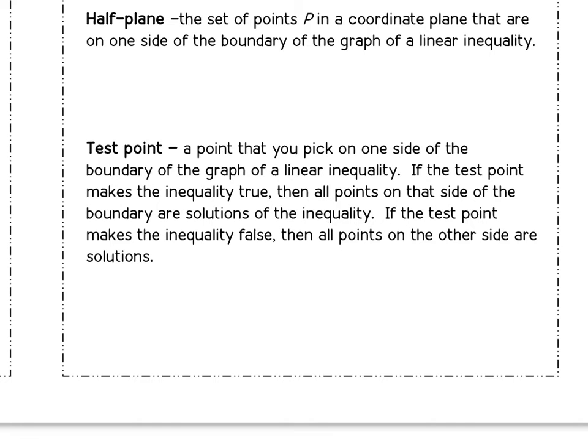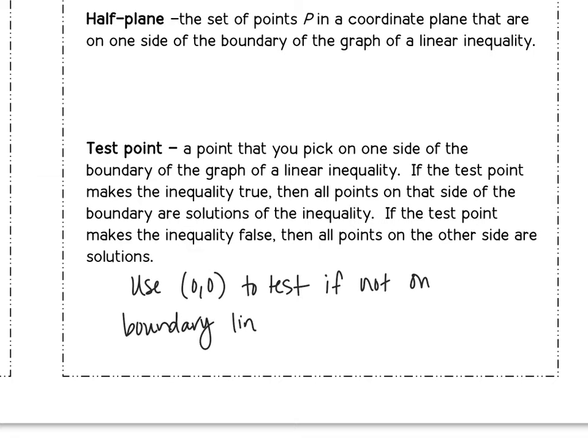And the test point is a point you pick on the graph to determine which side of the boundary line is your half plane. And so when you're graphing it, you're going to draw your line, you're going to pick a point, and the easiest point to pick is typically 0, 0. Use 0, 0 to test if not on the boundary line. So as long as it's not on the boundary line, we are going to use that to test. Now, if it comes out to be true, that means that's where your answer would lie. And if it is not true, that means that the other region is where your answer lies.